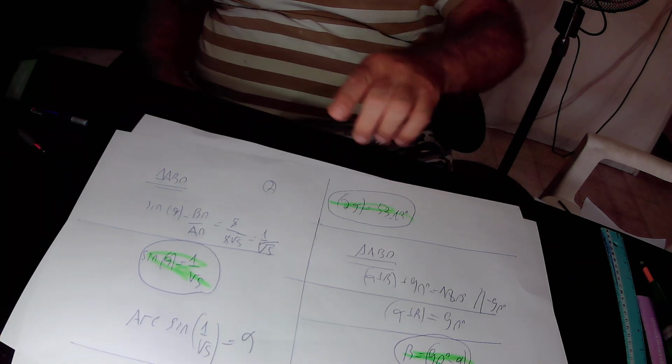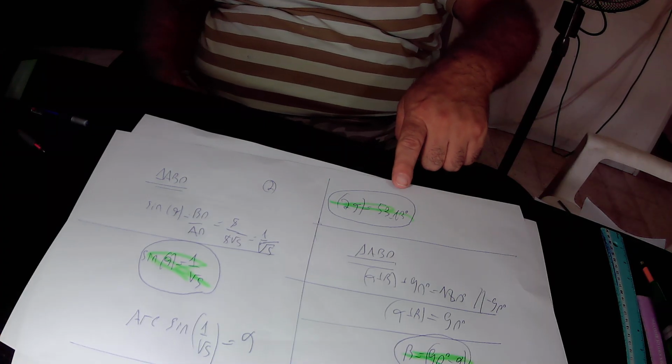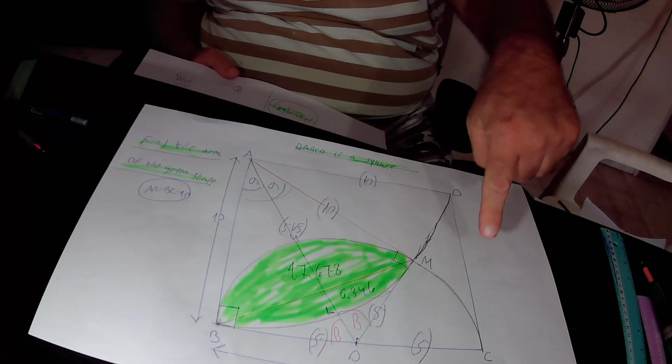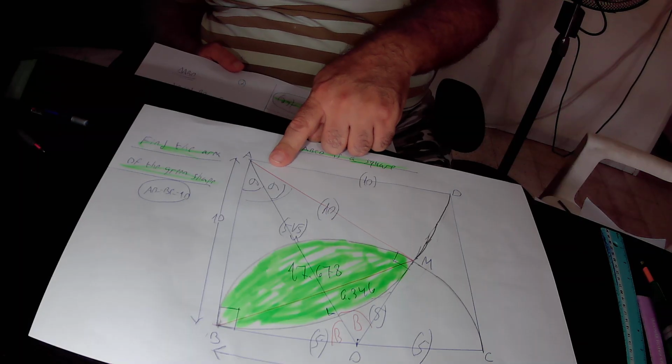Therefore, 2 alpha equals 2 times 26.565, that is 53.13 degrees. So this is the big angle NAB, this equals 2 alpha, and 2 alpha equals 53.13 degrees.